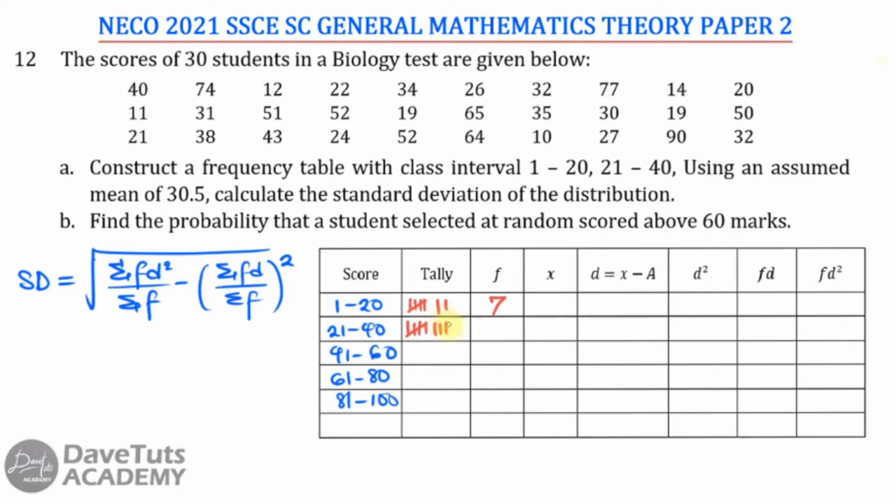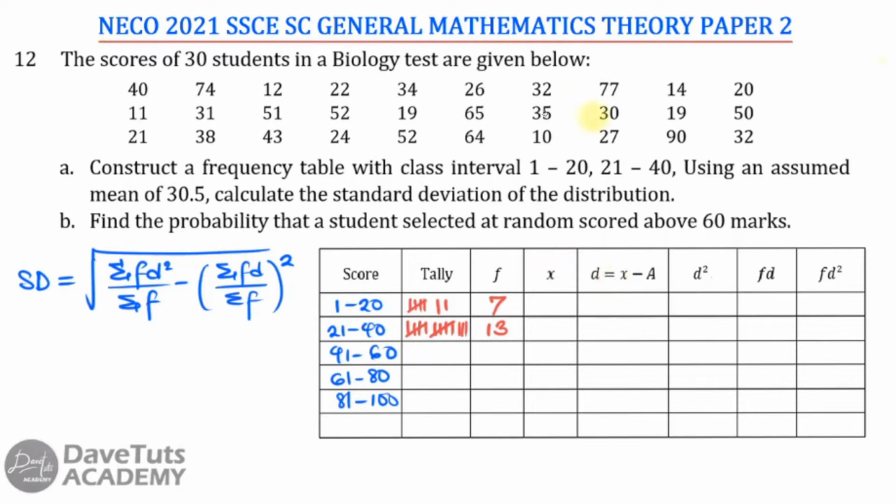On the third row, we have 21, we have 38, that means another 5. We have 24, we have 27, and we have 32. So we have 5, 5, and 3. So we have 13. So this is how you go about doing this, students.